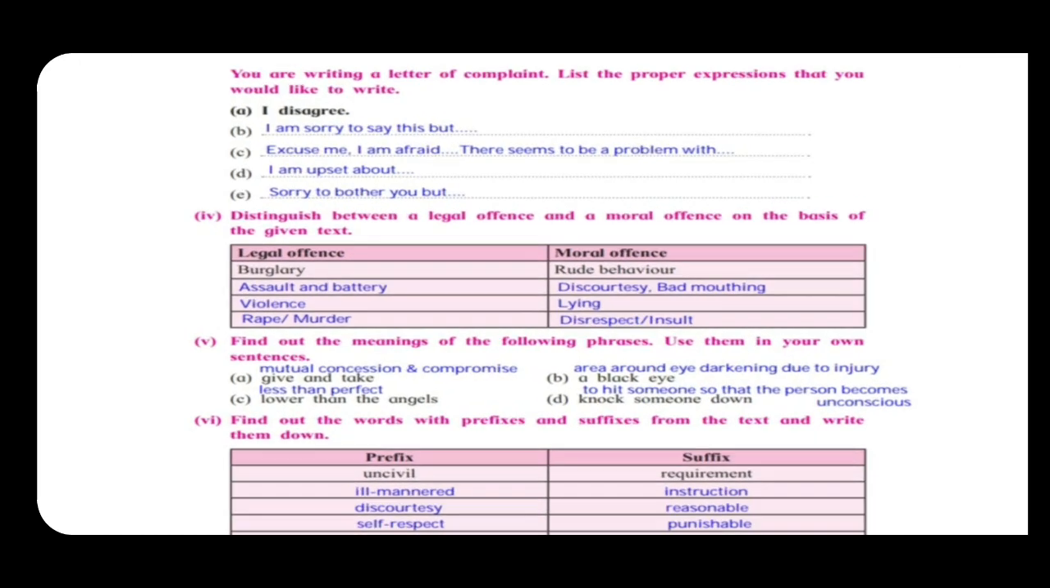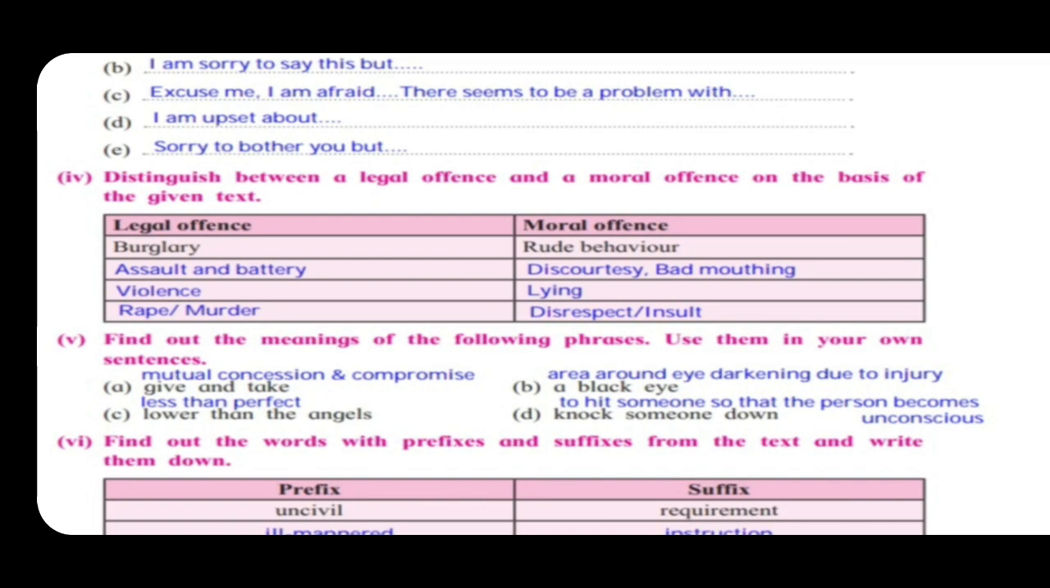Find out the meaning of the following phrases, use them in your own sentences. You have to find out the meaning of the following phrases. First is give and take. The meaning of give and take is mutual concession and compromise. I repeat, mutual concession and compromise. Second, a black eye, meaning area around the eye darkening due to injury. Lower than the angels, less than perfect. Knock someone down, that means to hit someone so that the person becomes unconscious.